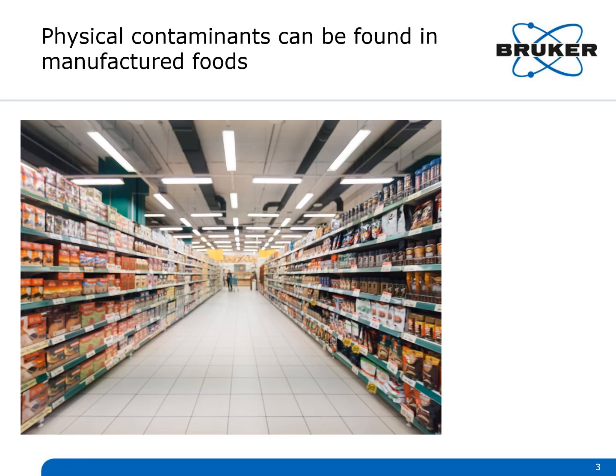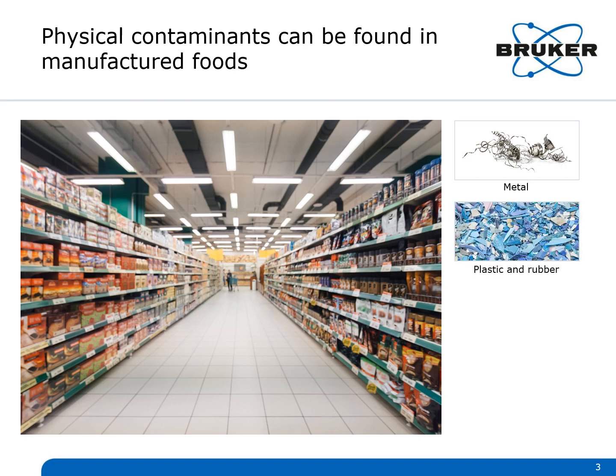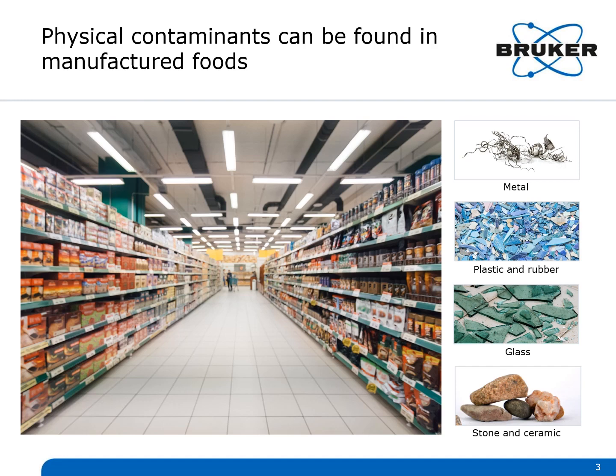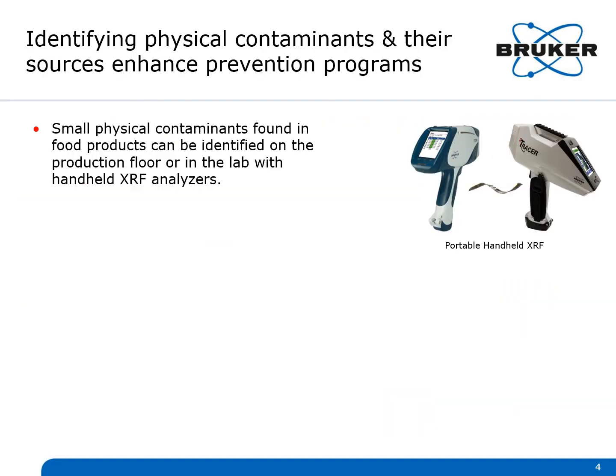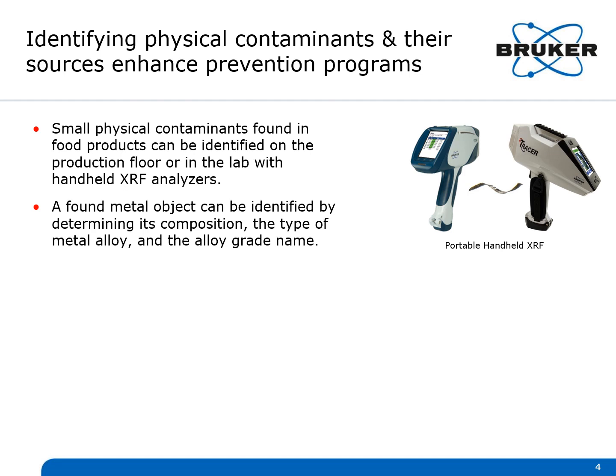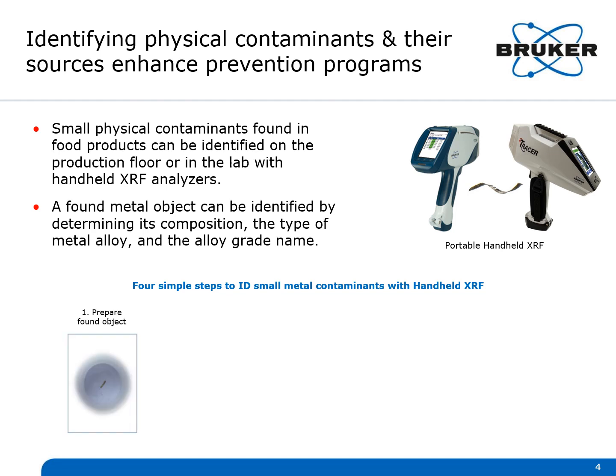Do you remember the most common physical contaminants found in manufactured food products? They are slivers of metal, bits of plastic or rubber, small shards of glass, and even chips of stone or ceramic. Do you remember how even very small pieces of metal can be identified with handheld XRF analyzers? A found metal object can be identified with XRF by determining its composition, the type of alloy it is, and the alloy grade name. Remember, there are only 4 simple steps to ID metal contaminants with handheld XRF.